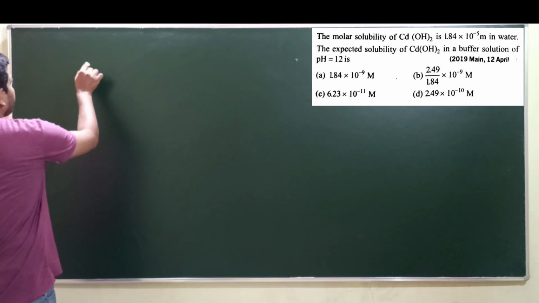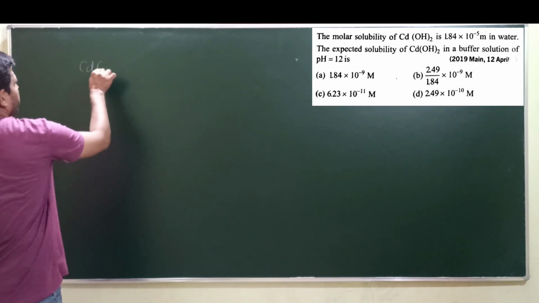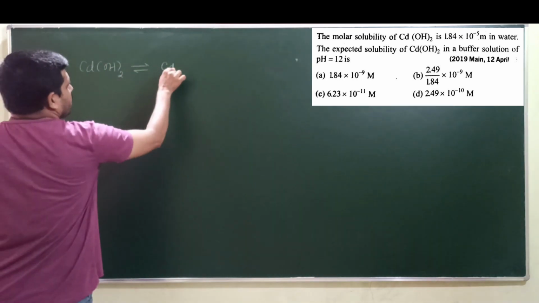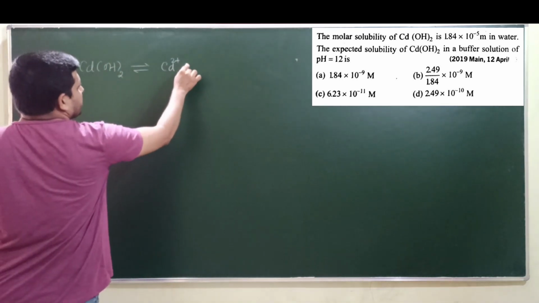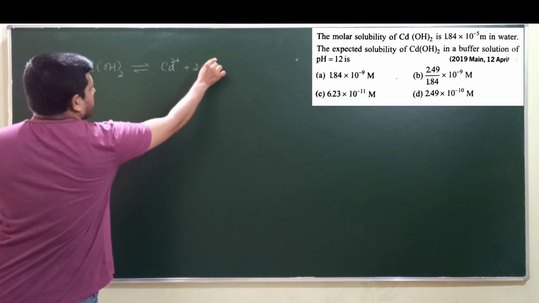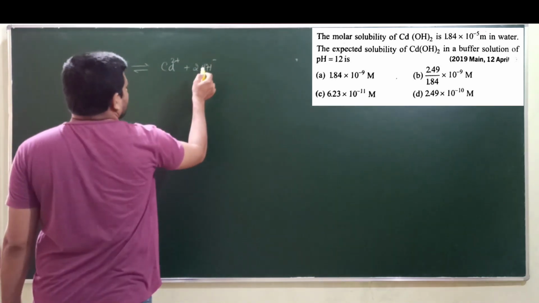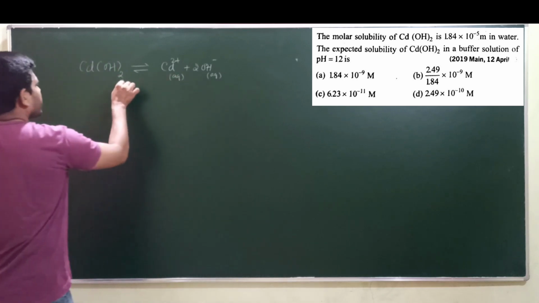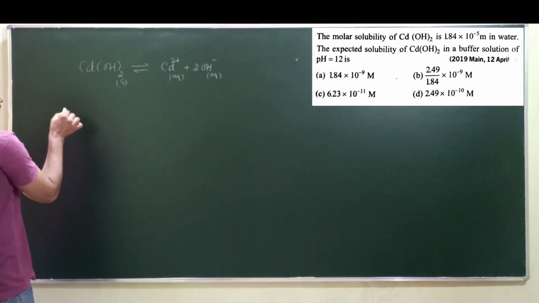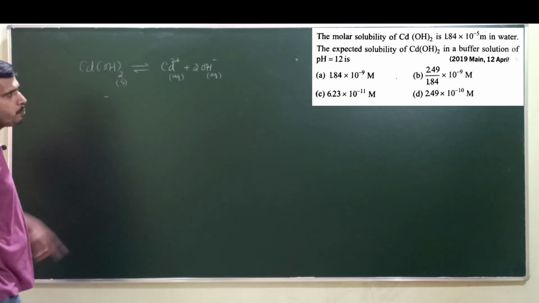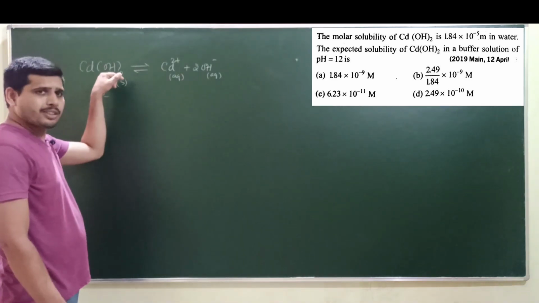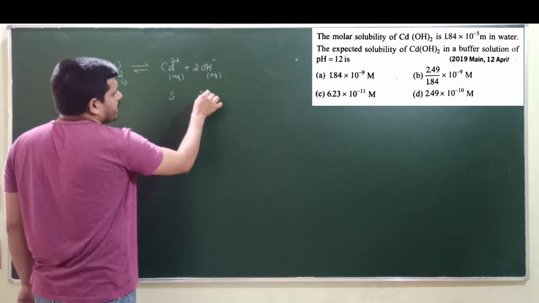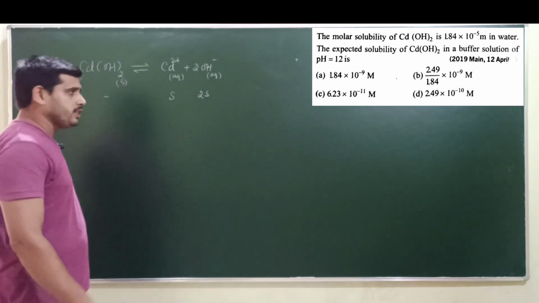So what you do is write the dissociation: cadmium hydroxide dissociates to give cadmium ion Cd2 plus and 2 OH minus ions. These are in the aqueous state, whereas this is a solid. Molar solubility has meaning only for aqueous species. For the solid the concentration is constant, or unity. So I'll write S as the solubility of cadmium, and the hydroxide is 2S.